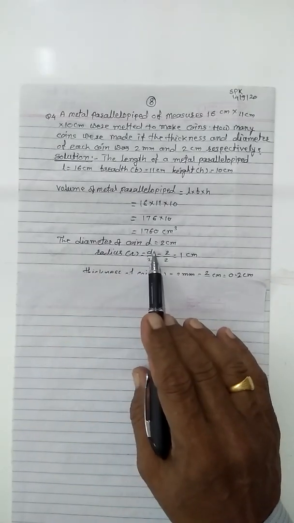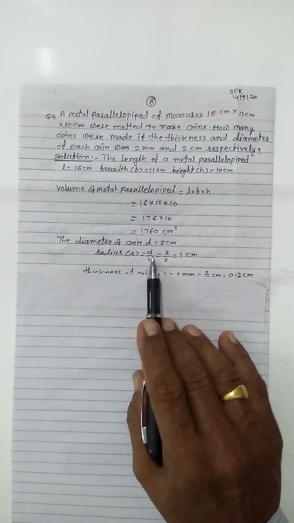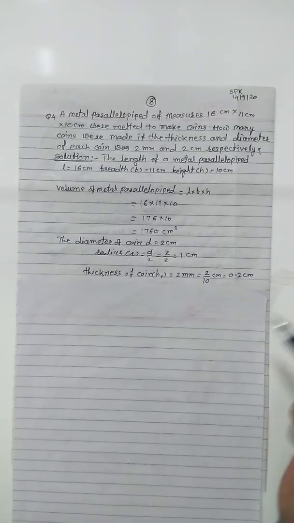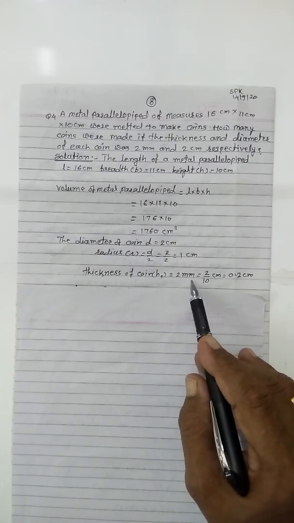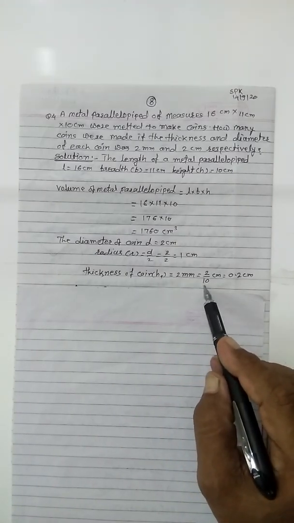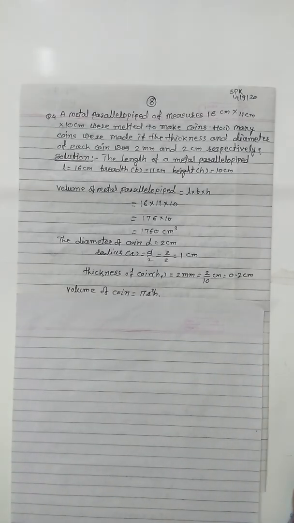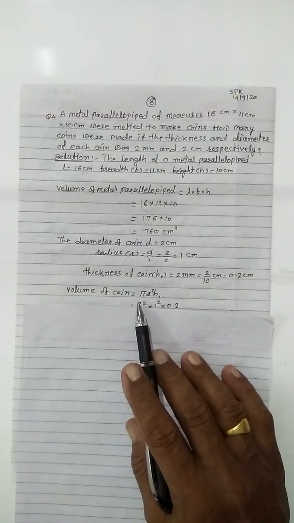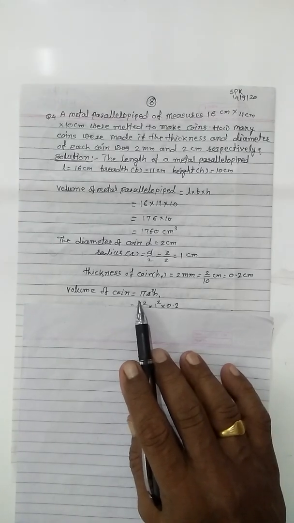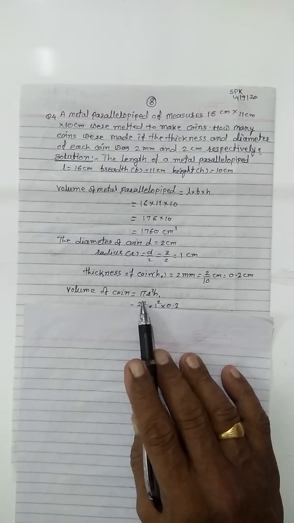The diameter of coin D equal to 2 centimeter, radius R equal to D by 2 equal to 1 centimeter. Thickness of coin H equal to 2 millimeter divided by 10, we get 0.2 centimeter. Now find the volume of the coin first. One coin, how much metal is required for the one coin?